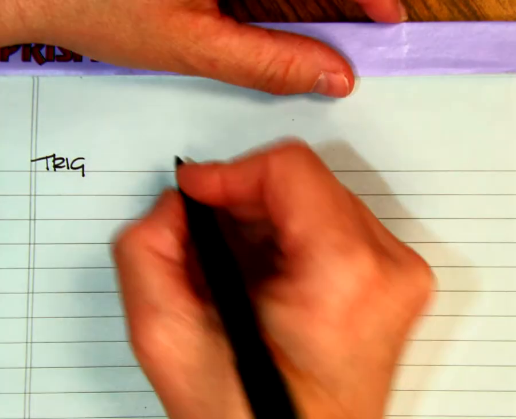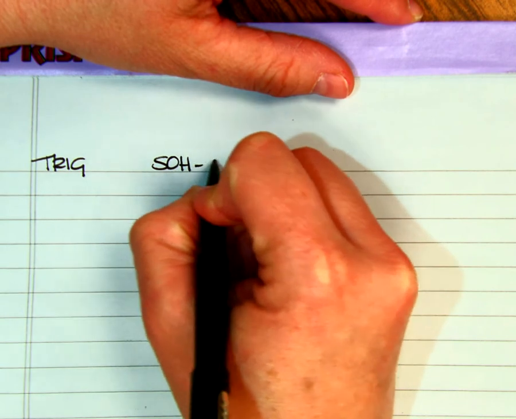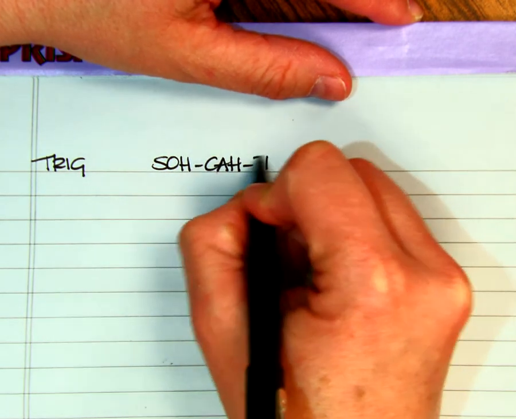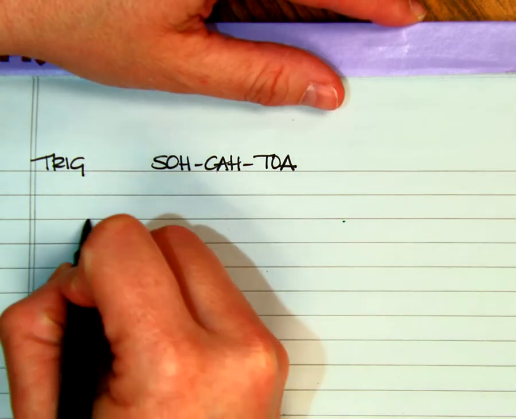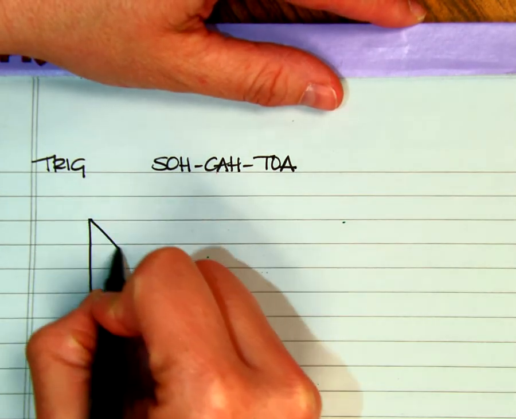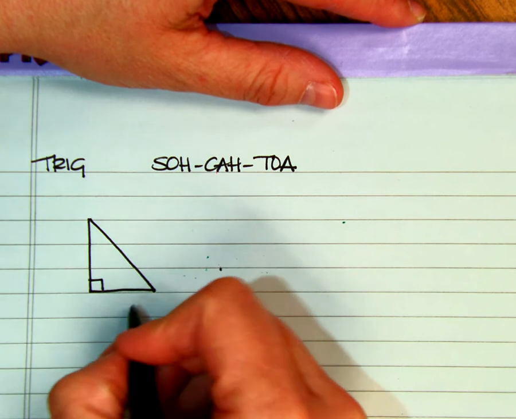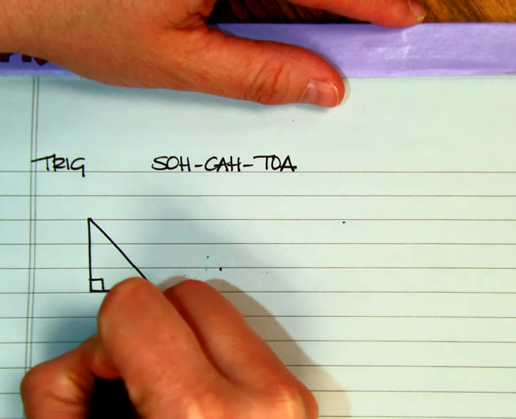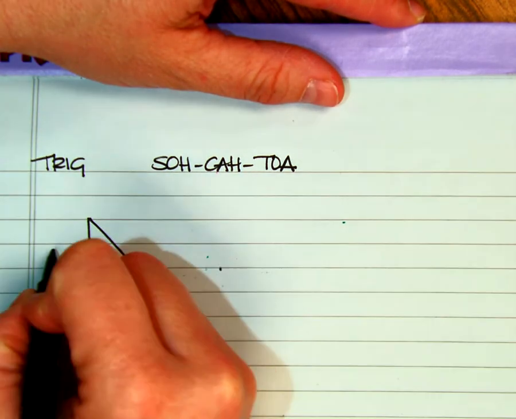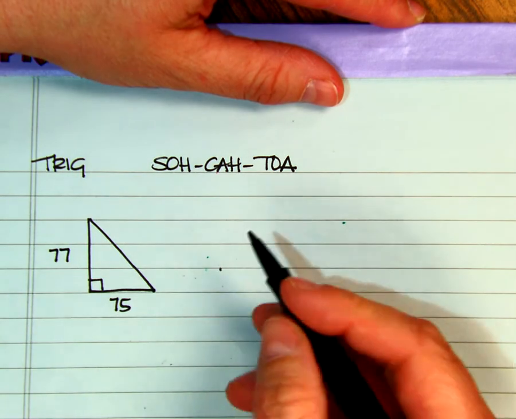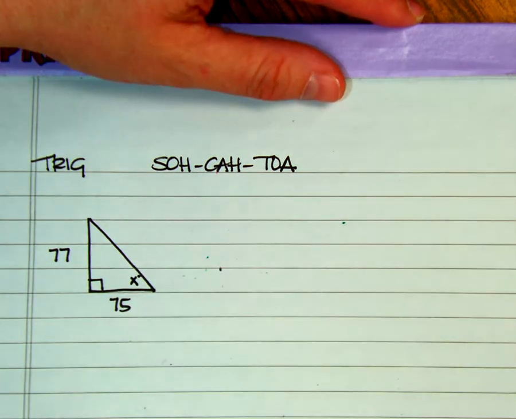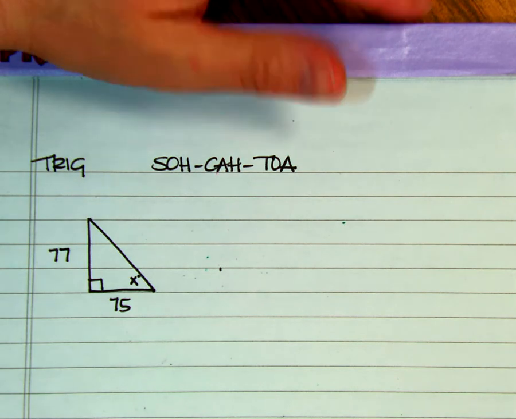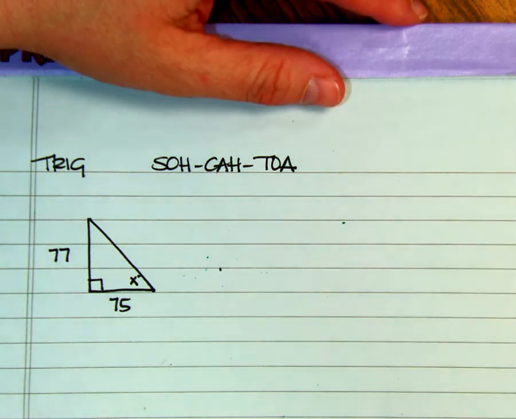Okay, so we're going to continue with trig. We've talked about SOHCAHTOA. Okay, so if we have a figure, remember we have to have a right triangle somewhere. And if you are looking for, let's say, this angle, you get to figure out what trig function you are going to have to use based on the information that you have.